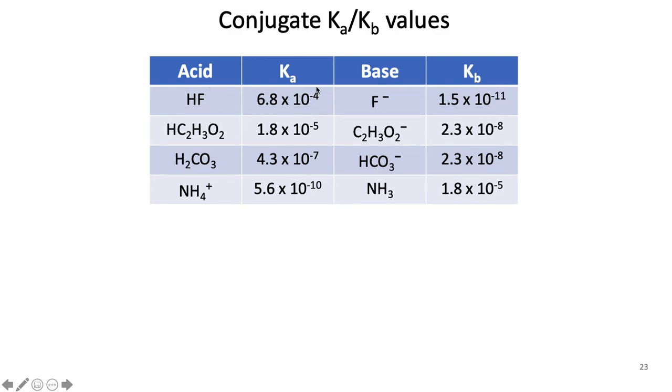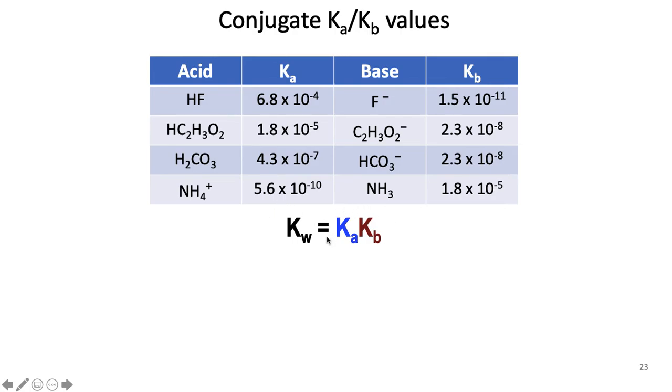But here are some common values for Ka and Kb for acids and bases. You can see HF has a Ka of 6.8 times 10 to the minus 4, but F minus has a Kb value of 1.5 times 10 to the minus 11. Much, much smaller, so it is a much weaker base than HF is an acid. The acid is much stronger than its conjugate base, etc. You notice that as the strength of the acid decreases, because the Ka value is getting smaller, the strength of its conjugate base is increasing. So the conjugate base is stronger than the original acid.